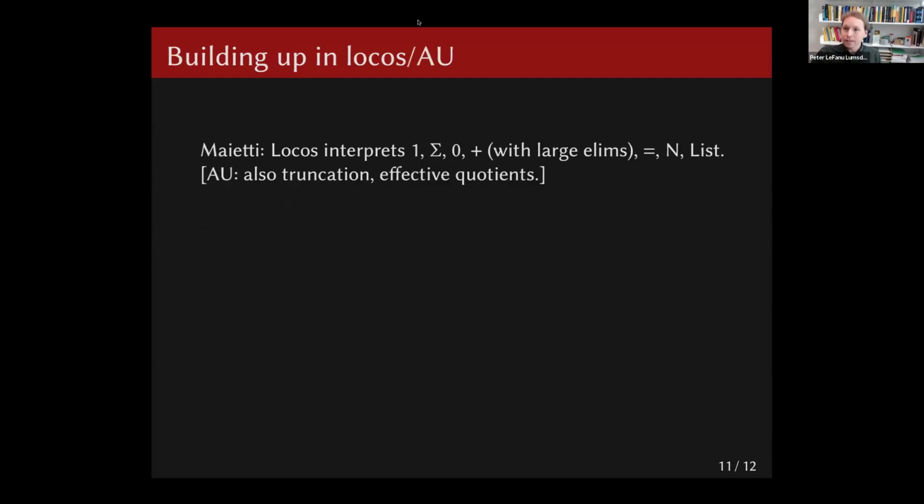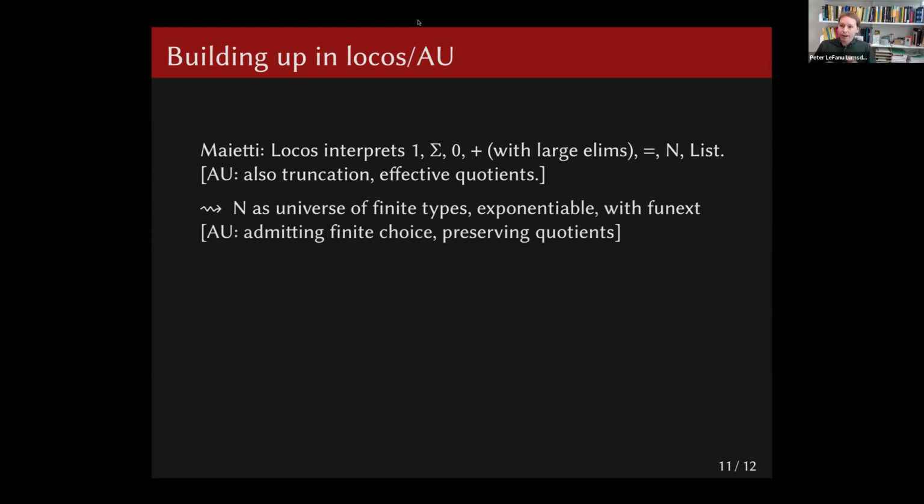And so looking at that and the step-by-step what one can build up, one's starting out, and now let's go back to the categorical setting and separate out the quotients to clarify what we've got. In a locos, you've got your very basic type formers: unit type, sigma types, 0 and sum types. You've got equality, and it's as extensional as you need. You've got natural numbers and list types. And then in the arithmetic universe, you can add truncation and effective quotients.